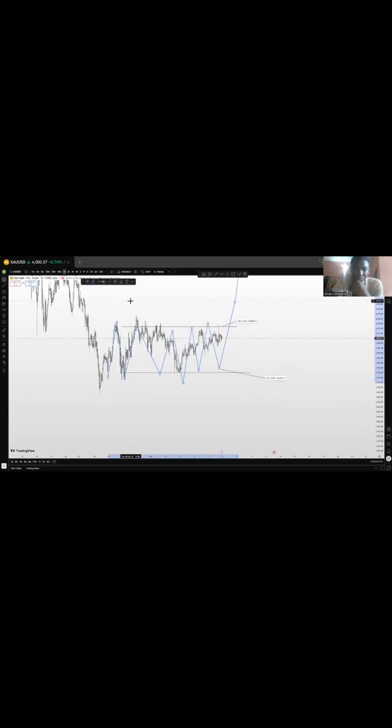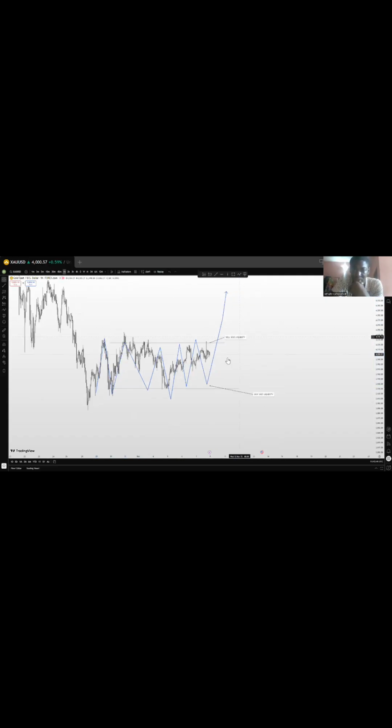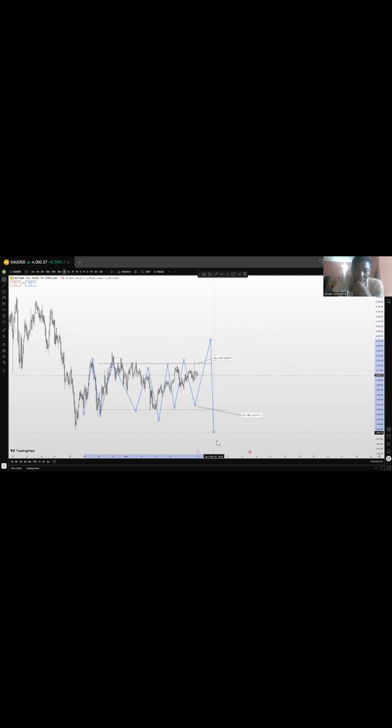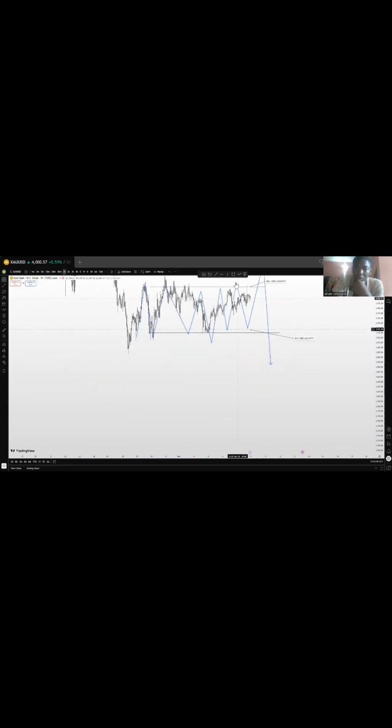I'm expecting price to come up and tap into my sell zone and continue selling. Price is bearish for now, or price would break below the zone, take out sell side or buy side liquidity, then continue the direction. So that's basically my outlook on gold for next week.